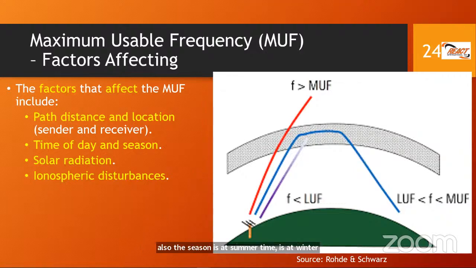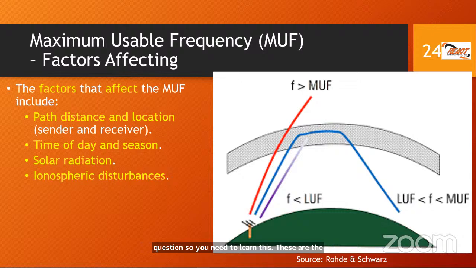The solar radiation and ionospheric disturbances, right? So in your exam, you will have three options and all of them will be correct. One will be path, distance, and location. The other one will be time of day and season. And the third option will be solar radiation and ionospheric disturbances. So all of these will be correct in the particular question. So you need to learn this, that these are the factors that affect the maximum usable frequency.